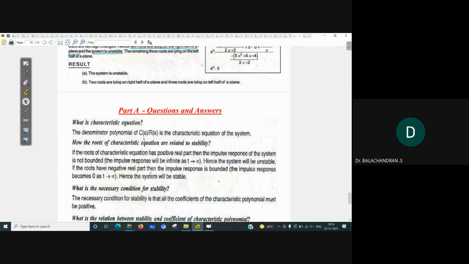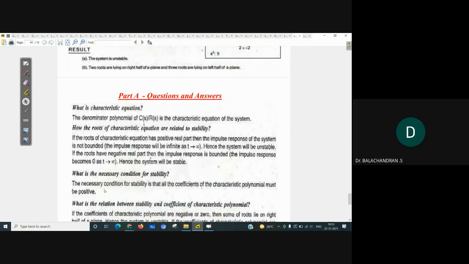What is the necessary condition for stability? The necessary condition for stability is that all the coefficients of the characteristic polynomial must be positive.